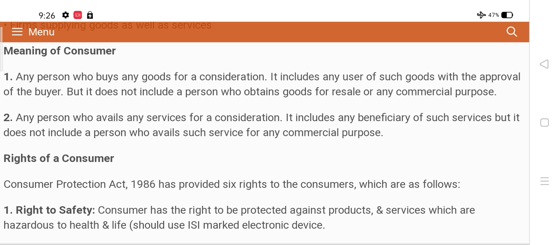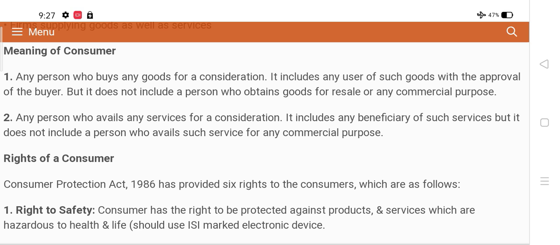Now, consumer also means any person who avails any service for a consideration. So a consumer is a person who avails any type of service for a consideration. It includes any beneficiary of such services, but it does not include a person who avails such service for any commercial purpose. So if anyone is using the service for a commercial purpose, then he will not be termed as the consumer. But if any person is availing the service for a consideration, then he will be termed as a consumer.